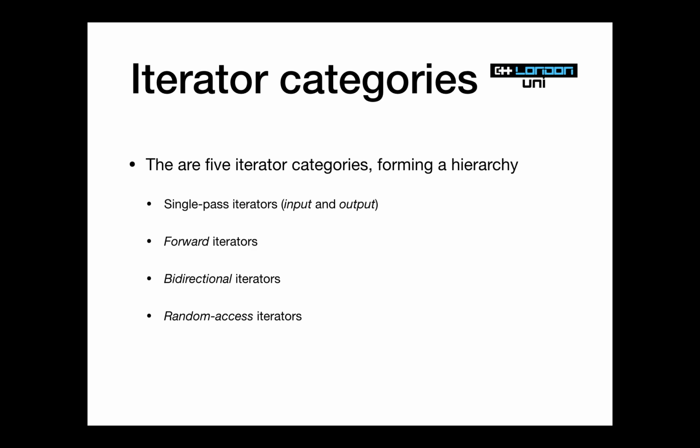And finally, the most powerful category are random access iterators. So these can do all the things bidirectional iterators can do. Plus we can zip around anywhere in the container very quickly. So each category offers successively more functionality than the previous category.